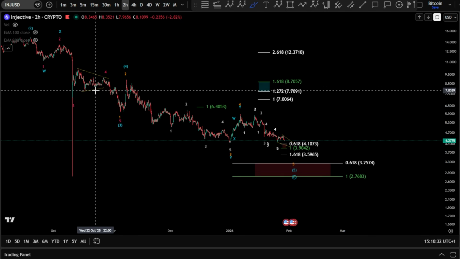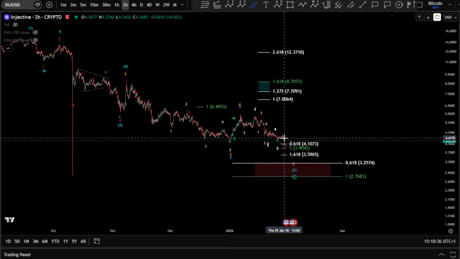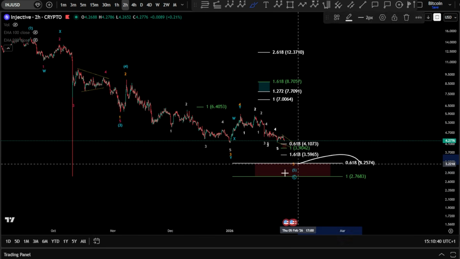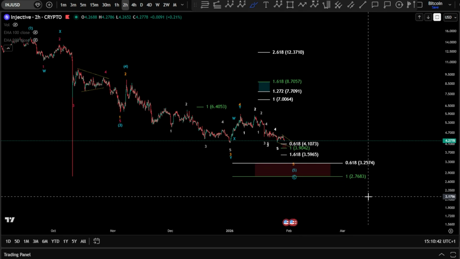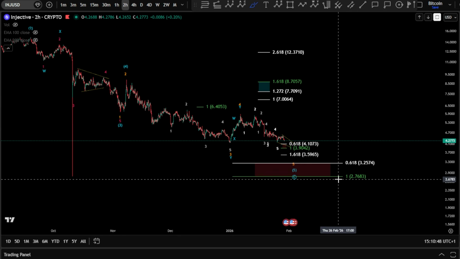Okay. Plus, there is a potential scenario for a deeper wave 5 here. So yeah, expected as well. 1, 2, 3, 4, 5 also can reach this area. So very, very deep, 2.7 or $2 as well for Injective is very likely, guys. So we gotta be careful with it.